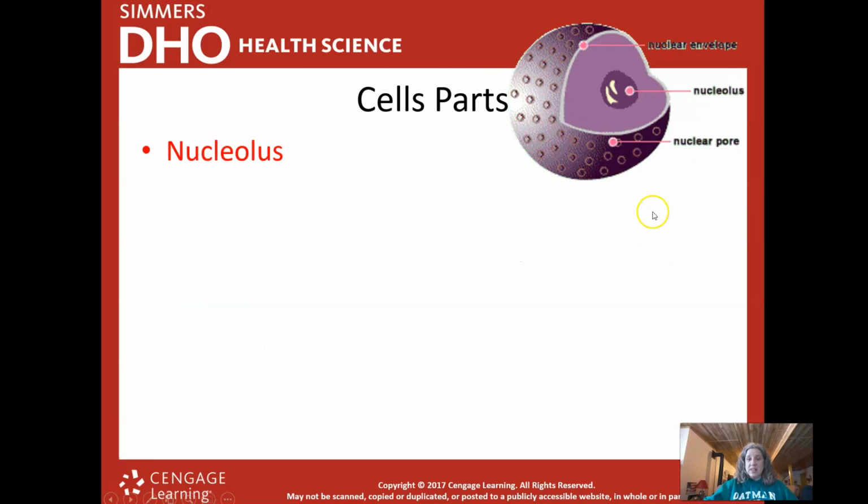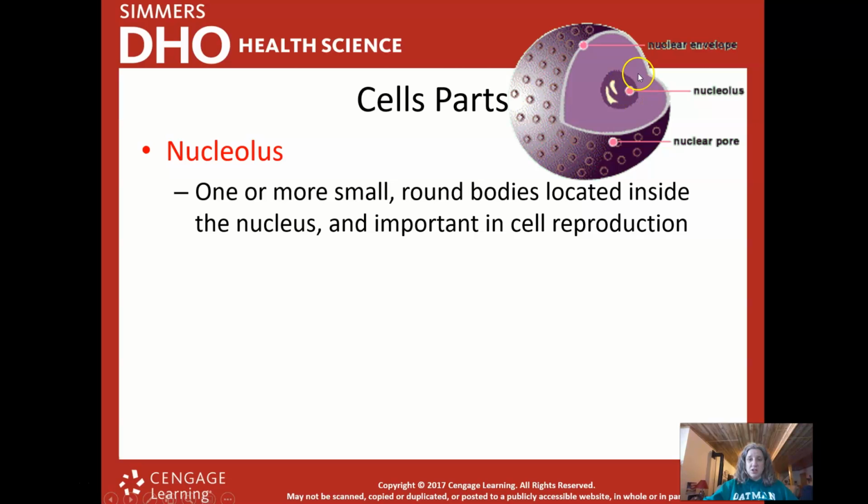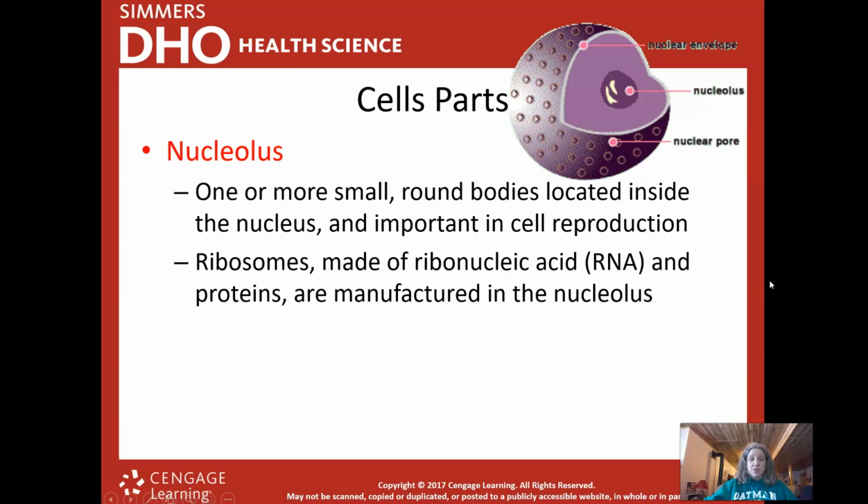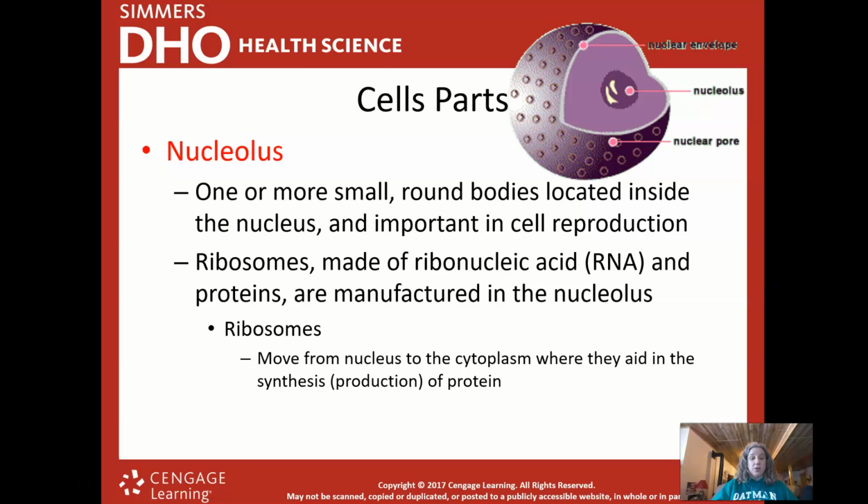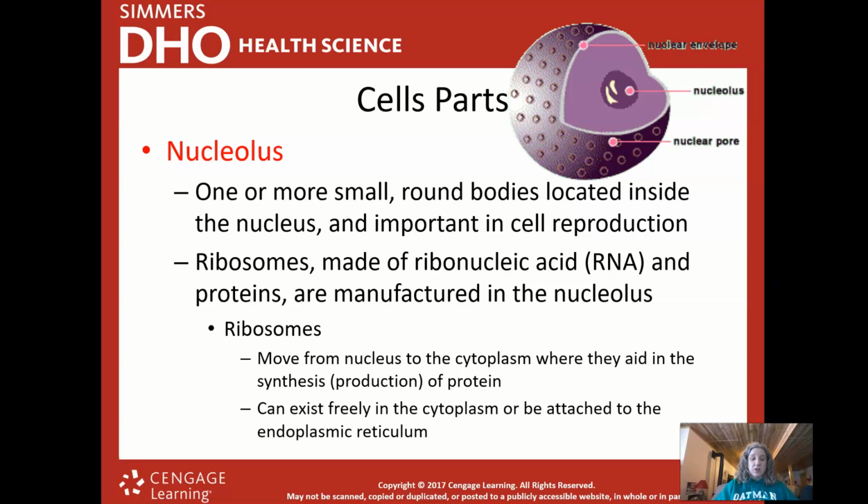The nucleolus is this dark purple right here in the center of the nucleus. There could be one or more small round bodies located in the nucleus, and it is important for cell reproduction. Ribosomes, made of ribonucleic acid, or RNA, and proteins are manufactured in the nucleolus. Ribosomes move from the nucleus to the cytoplasm, where they aid in the synthesis, or the production, of protein. They can exist freely in the cytoplasm or be attached to the endoplasmic reticulum, and I'll show you that more later on.